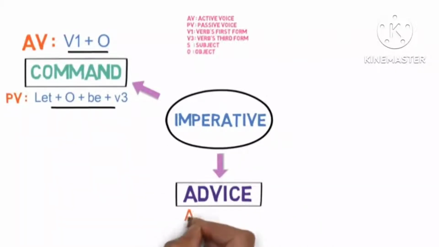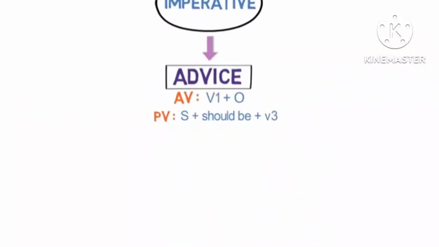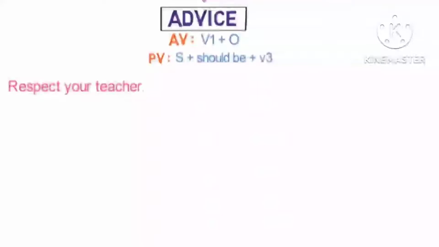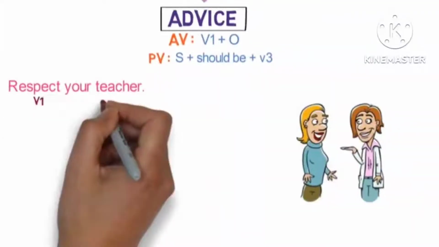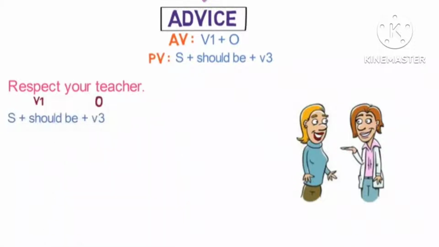Here, the structure of active voice is verb's first form plus object. Converting it to passive form, the structure becomes subject plus should be plus verb's third form. Let's look into an example of it. Respect your teacher. Converting it to a structure subject plus should be plus verb's third form, it becomes your teacher should be respected. Let's look into the next example of this kind.